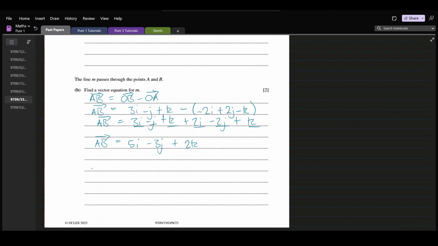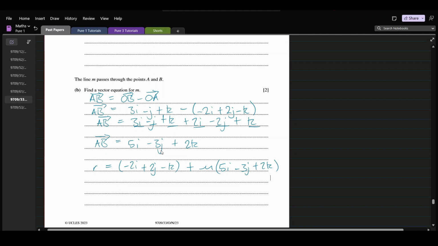And now let's write our vector equation for M. So that's r is equal to, and we'll use the point A. So that's negative 2i plus 2j minus k plus mu times 5i minus 3j plus 2k, which is our direction vector. And this is our vector equation for M.